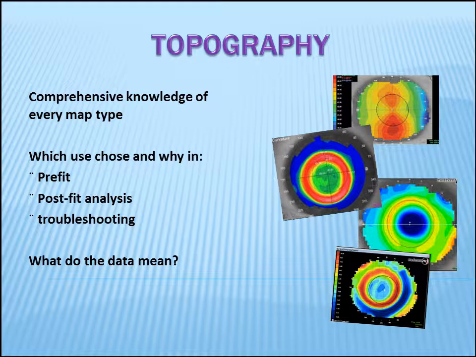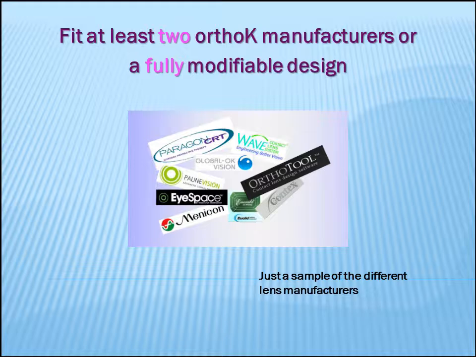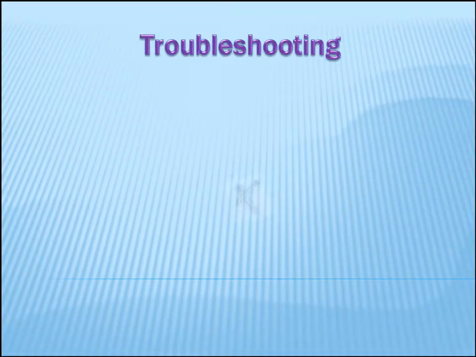And of course, remember we talked about earlier that you have to be able to either fit two ortho-K manufacturers or one that's fully modifiable. And the reason we say that is because you can't just expect to be an expert and fit only one lens, have knowledge of only one manufacturer. You've got to have a little bit of breadth of knowledge here. And if you're fitting one that's fully modifiable, then that is a full breadth of knowledge. So just either do two of them or do a fully modifiable lens. And we don't care whose companies you fit. We just have to have the knowledge there.